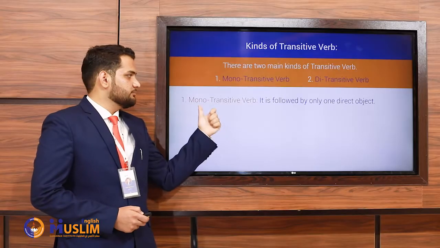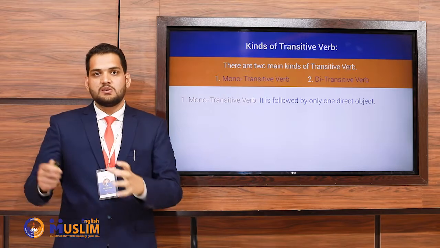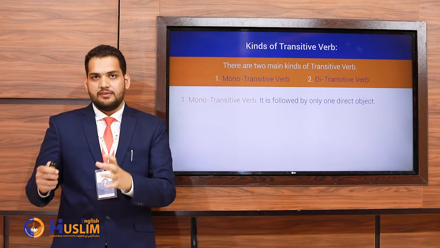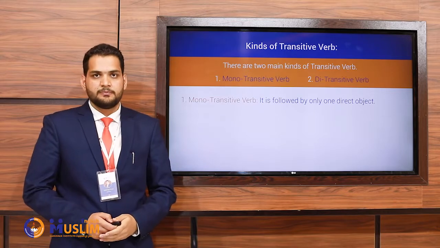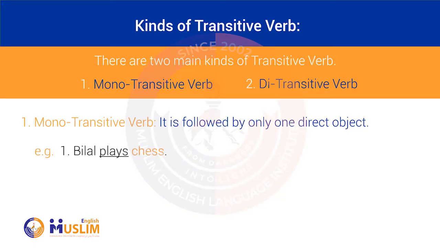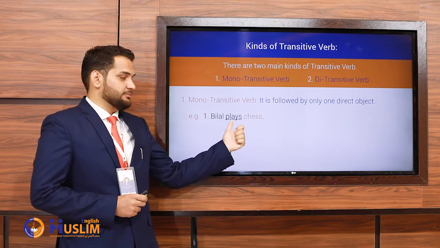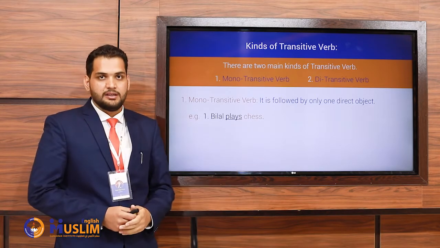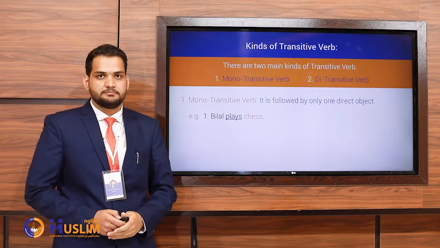Remember, the word mono means one. If a transitive verb takes one object, that transitive verb is known as monotransitive verb. For example, Bilal plays chess. In this sentence, we have only one object, and plays is the transitive verb. So we can call it a monotransitive verb.